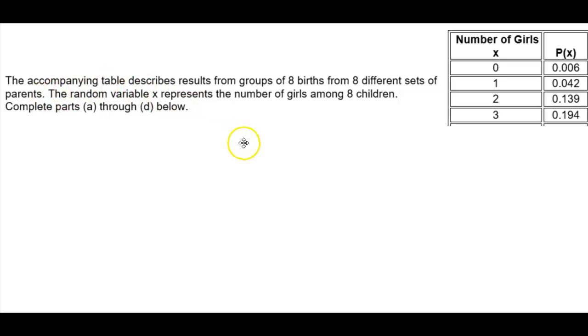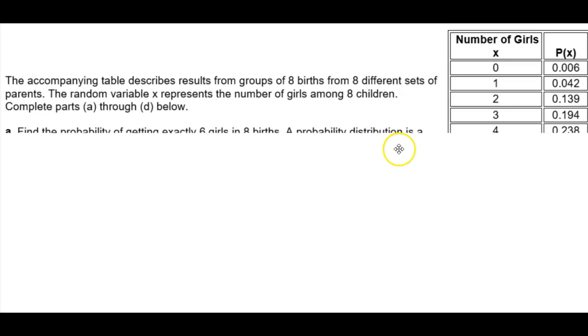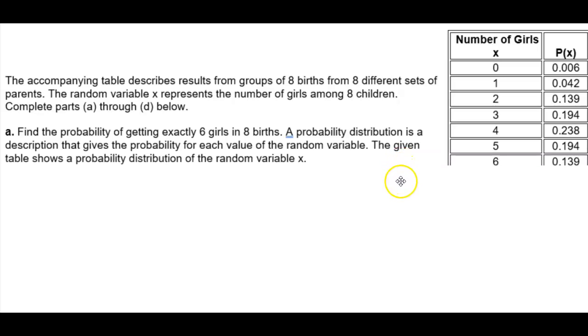The accompanying table describes results from the groups of 8 births from 8 different sets of parents. The random variable x represents the number of girls among 8 children. We're going to complete parts A through D below. Now the question says, find the probability of getting exactly 6 girls in 8 births.